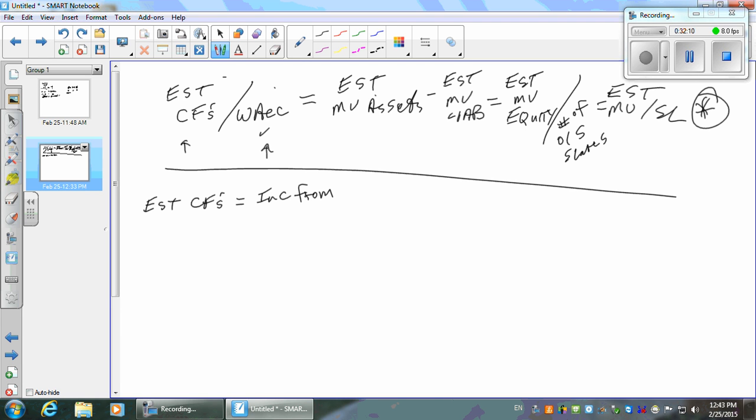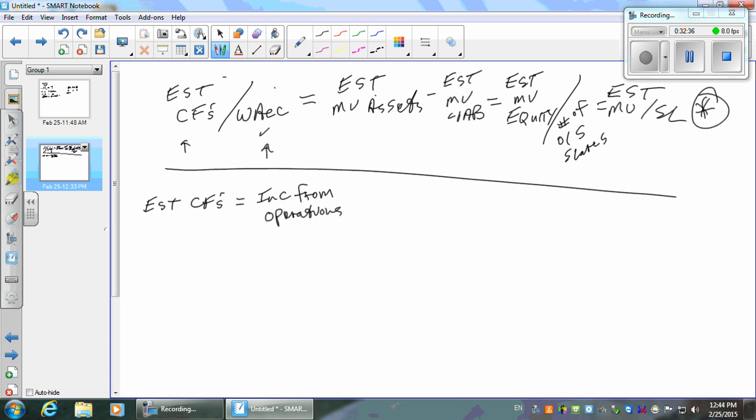Okay. Income from operations. Now, here's the deal. You don't just use income from operations. You use income you expect to continue into the future. Everybody good? Get more sophisticated than this. Don't just grab the number off of the income statement. Because some people put interest expense below income from operations. Some people put it above. There's always interest expense. I think you should take the interest expense out before you do this, right?